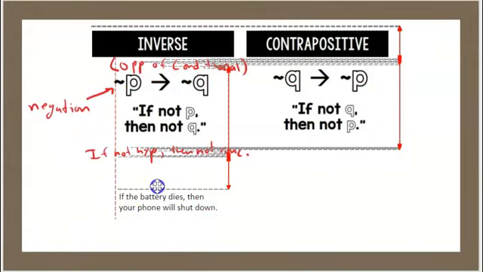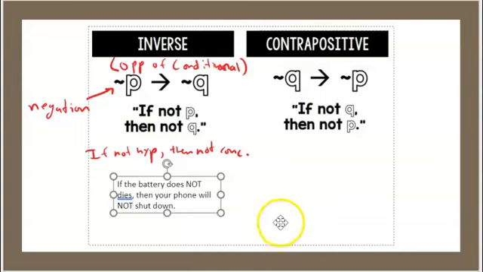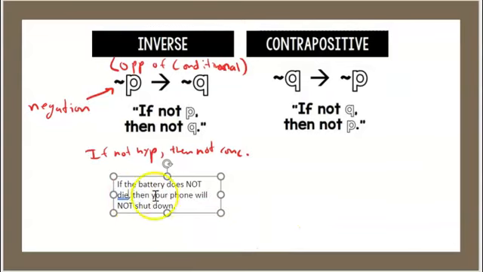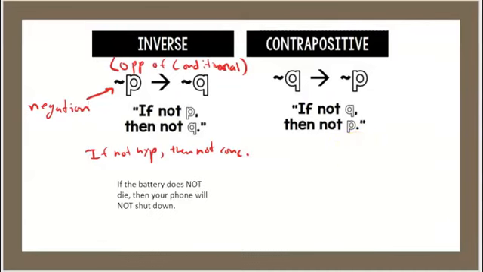Let me give me a second to pull this up. So if the battery does not die, then the phone will not shut down. I can use the same idea we did for the last one to come up with a counterexample as to why this would be false. So we're going to go ahead and put the word false and then think of a counterexample. The battery's not dead, then your phone's not going to shut down.